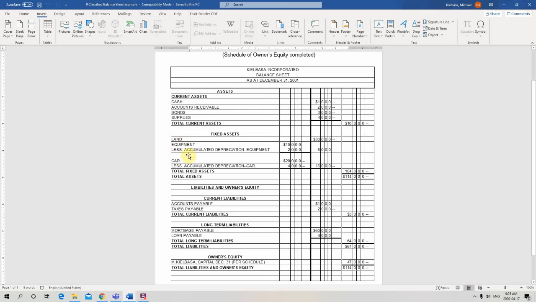Now remember, okay, accumulated depreciation is a contra asset account. So accumulated depreciation equipment is going to be reducing equipment. So the book value of the equipment is $8,000. Okay, so you're going to show how accumulated depreciation affects equipment on the balance sheet, right? So you're going to include it, and you're going to show the deduction on the balance sheet. So car less accumulated depreciation, car, okay, 16,000. So total fixed assets in this case is 104,000. All right.